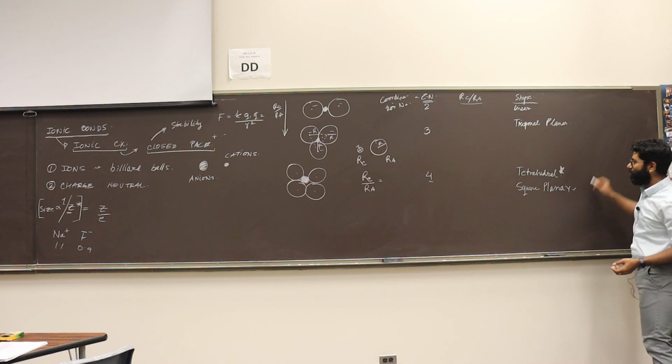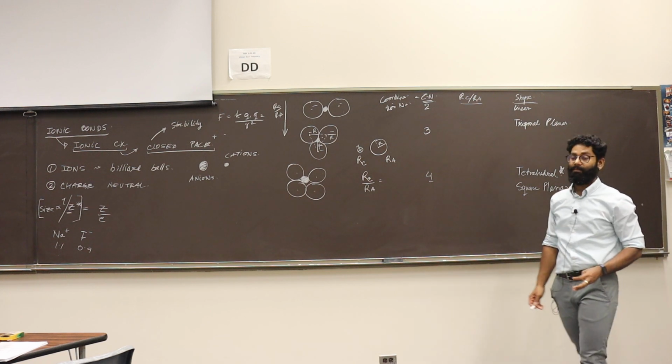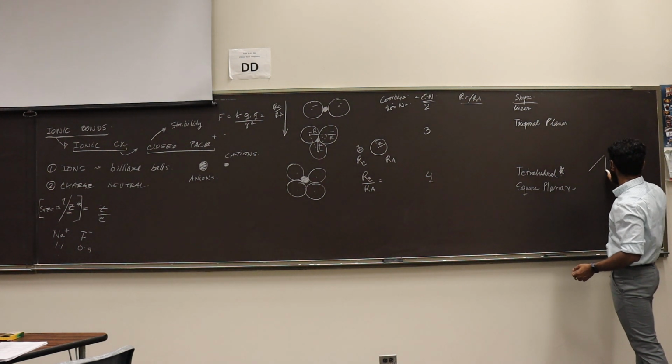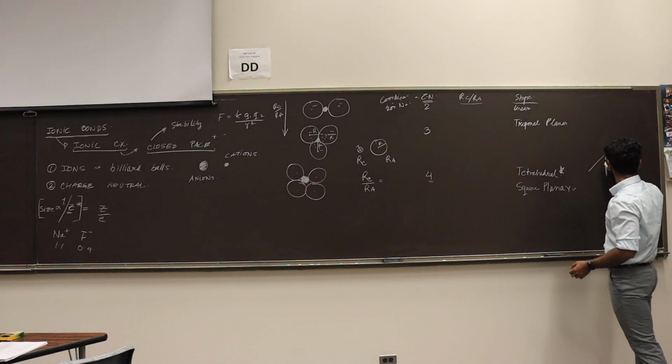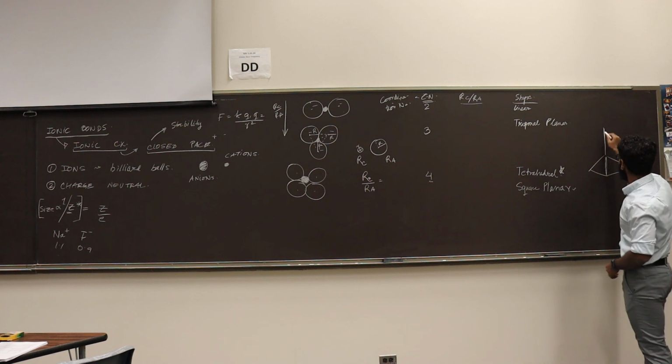So what was the tetrahedral shape? It was like a pyramid, with a stick on top. So it's like a pyramid, something like this, with a stick on top. Okay?